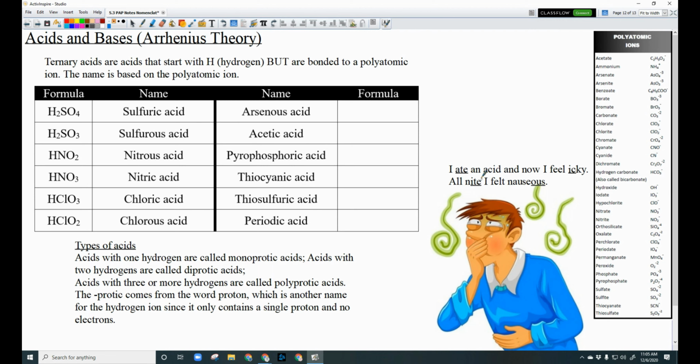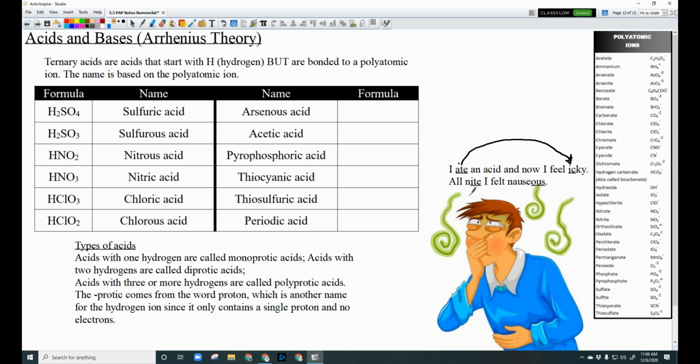Last night is a misspelling of the word night. All night, I felt nauseous. Okay, so what this means is if the polyatomic ion ends in ate, you're going to change the ending to ic. So see here we have sulfate. Sulfate goes to sulfuric, ic ending.